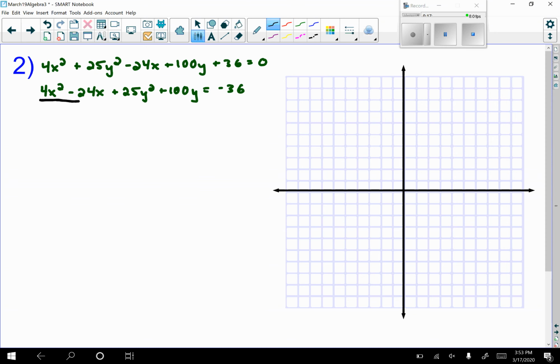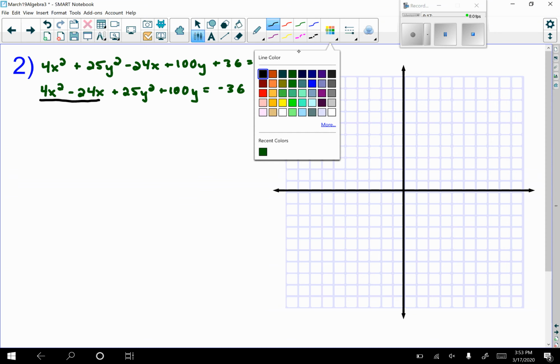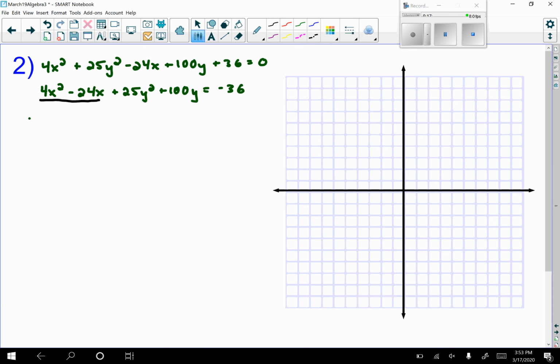Okay, what I want to do next, looking at the first 2 terms only, I want to factor out a 4. That's leaving us with x squared minus 6x. Then I'll go back and complete the square, so leave a little bit of space. Next, we want a 25 if we're looking at these 2 terms. That'll leave us with the y squared plus a 4y, leave a little bit of space, and then negative 36.